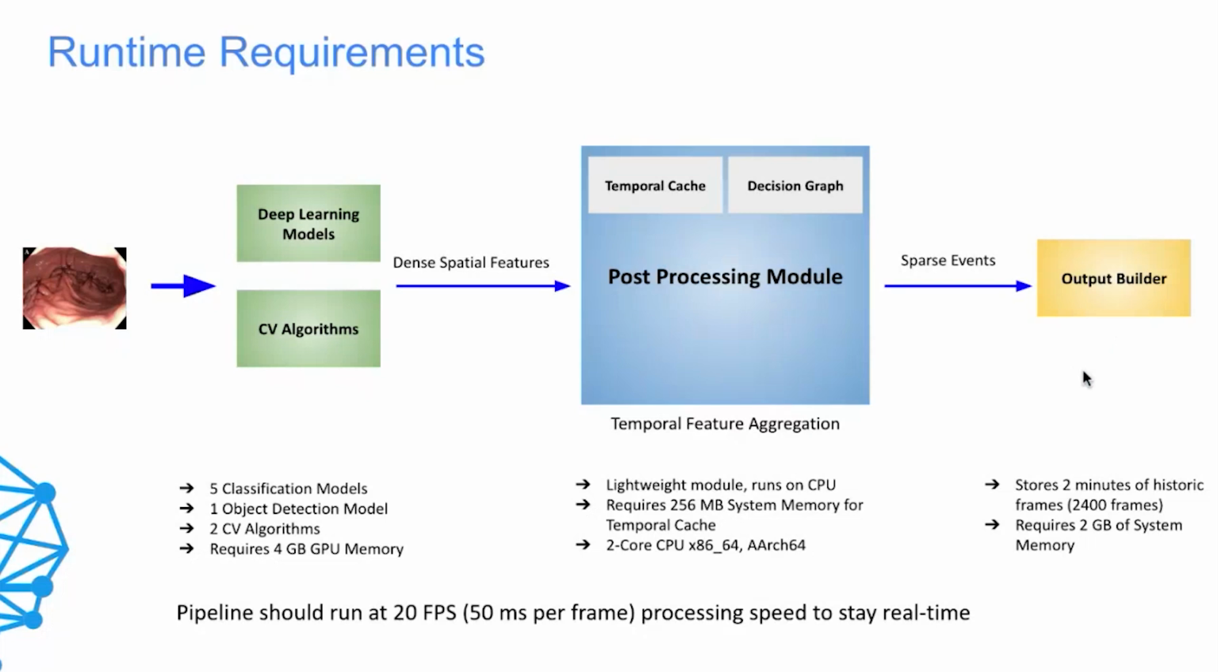So overall, the most fundamental runtime requirement of our pipeline is that it should be able to complete all of its job and maintain real-time frame rate. That gives us 50 milliseconds per frame, which translates to 20 frames per second. So this is the benchmark that we need to reach for our algorithm to work properly.